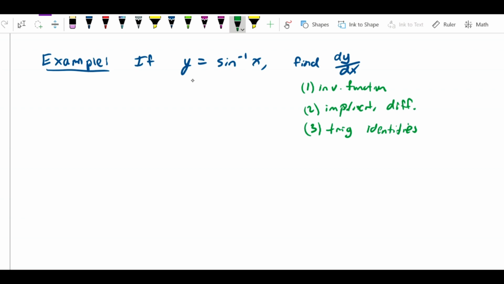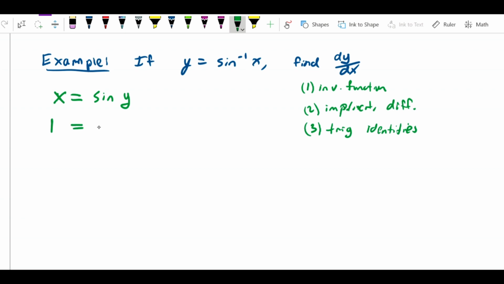If y equals arcsine of x, we can rewrite that as x is equal to sine of y. I mean, that's sort of what it means to say that y is the inverse of the sine function. So if y equals the inverse sine function of x, then x equals sine y. So now we're going to go to point number 2, which is we're going to differentiate both sides using implicit differentiation. The derivative of x is 1.